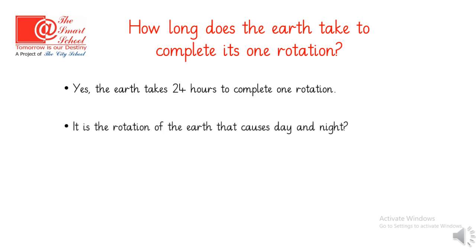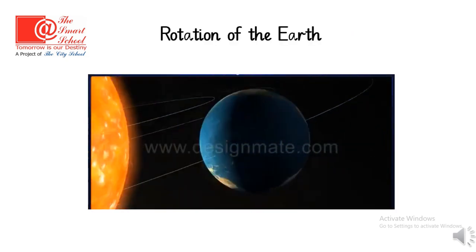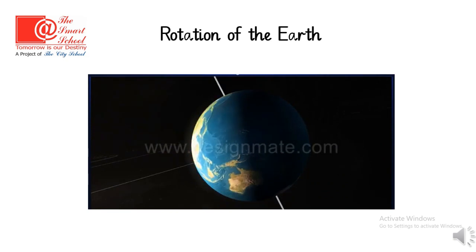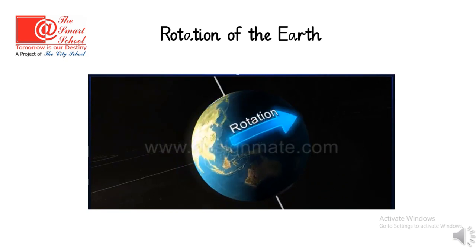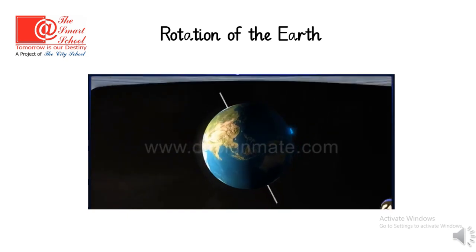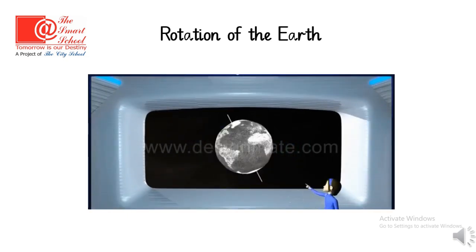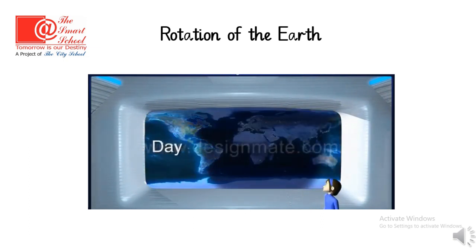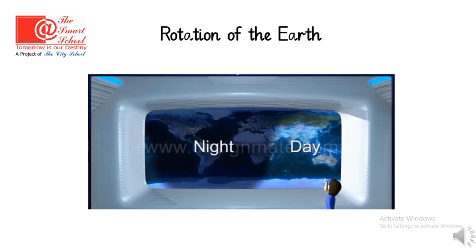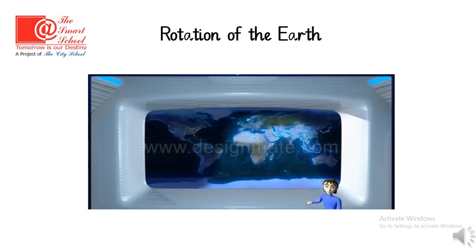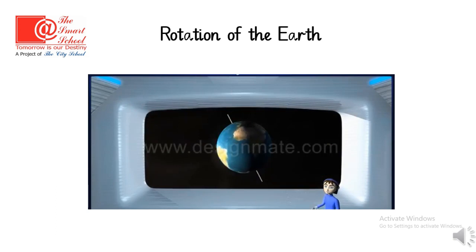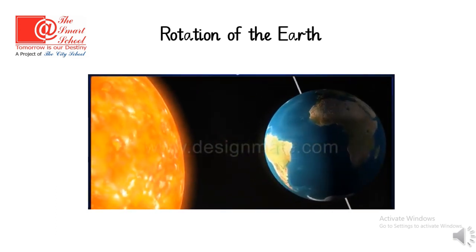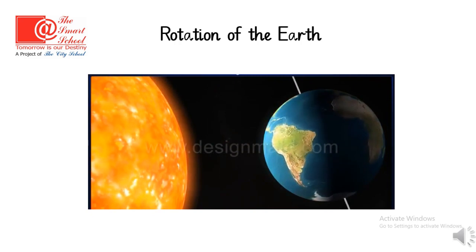It is the rotation of the Earth that causes day and night. Let's see how this happens. All these planets, including the Earth, also rotate on their own respective axis. This rotation results in day and night on the Earth. Check this out. The World Time Zone map shows that it is daytime on some continents, while it is nighttime on the others. How does this happen? Come, let us look at the position of the Earth with reference to the Sun to understand this phenomenon.